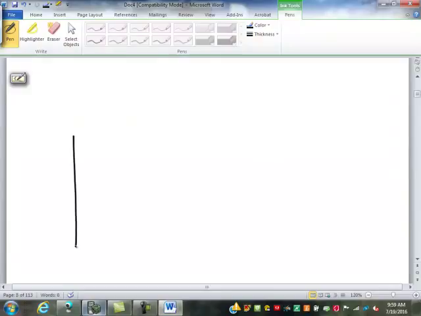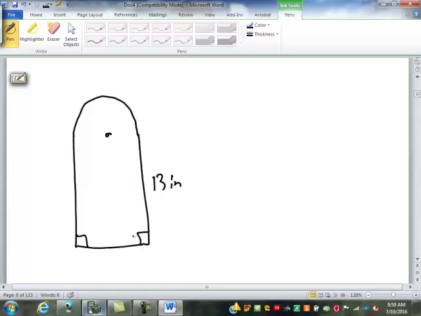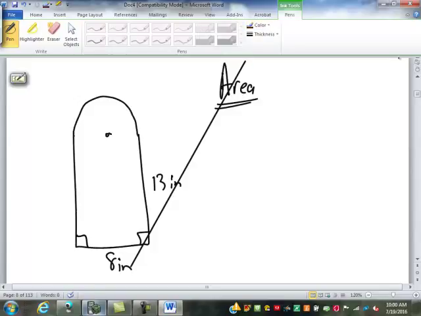Well, back to this problem. Pretend I drew it better. How would I find the area of that? Well, I'm going to cut it across there, just like I did before to find the perimeter.